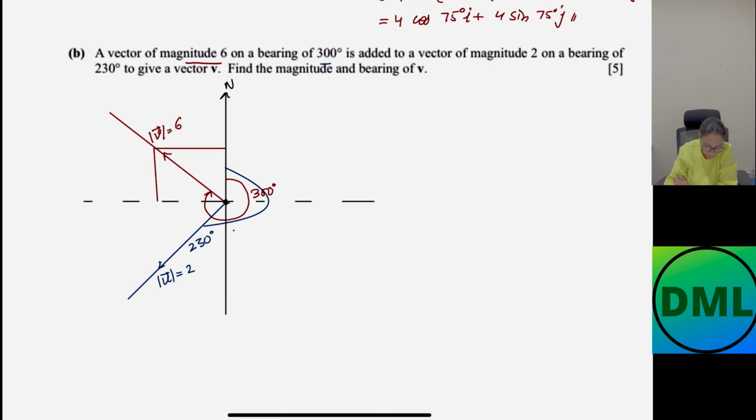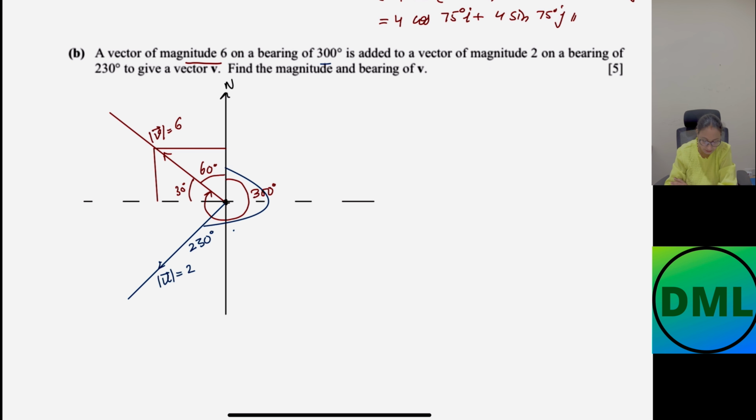First, we need to calculate this angle. If this angle is 300 degree, the total angle is 360 degree. So this angle will be 360 degree minus 300 degree, which is 60 degree. So this angle is 60 degree. If you are calculating from this angle, the total here is 300 degree. 300 degree minus 270 degree will give you 30 degree. This angle is 30 degree.